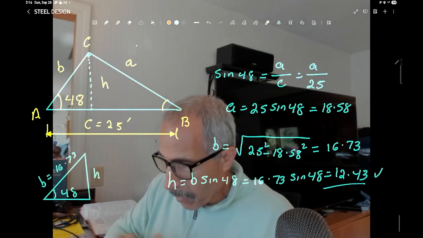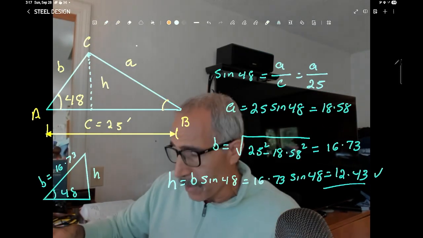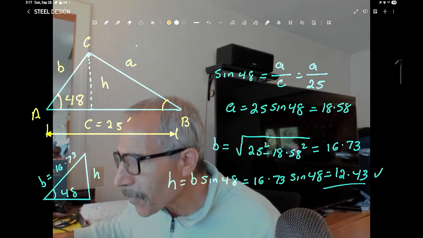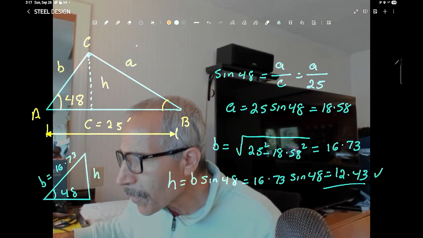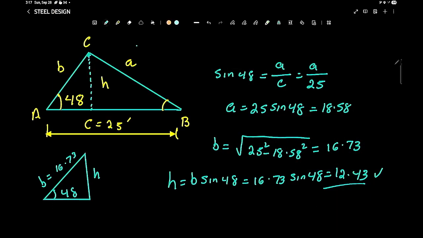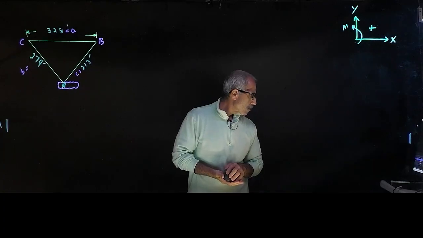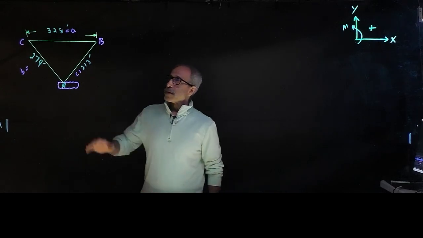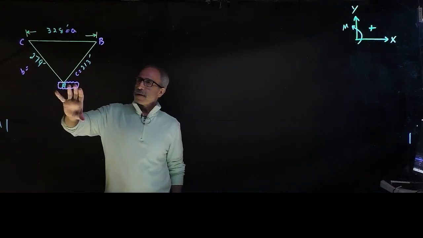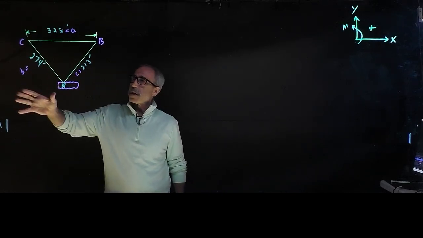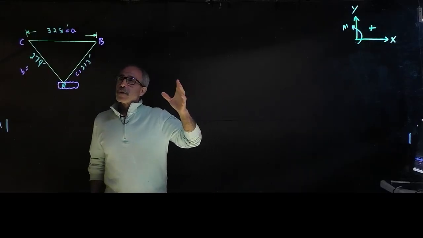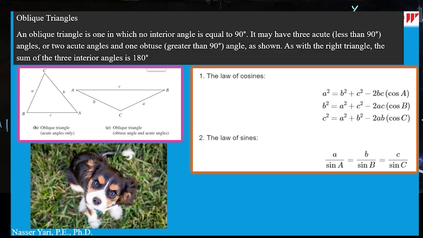So for the other problem, let me just go ahead and switch screen, go to a bigger screen to do the other problem. Okay, so the second problem is not a right triangle, it's an obtuse triangle, and look at what we had. We talked about this in class. We're going to use sine and cosine law.